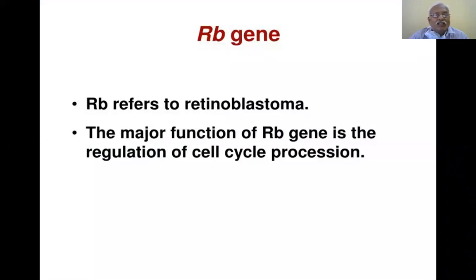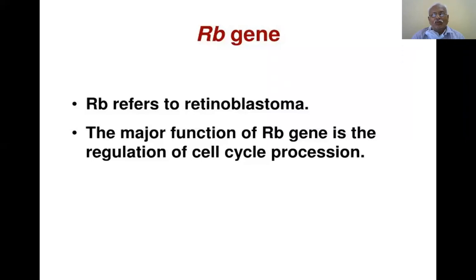RB gene, the retinoblastoma gene, refers to retinoblastoma. The major function of the RB gene is the regulation of cell cycle progression. You know pretty well about the cell cycle finally ending up in apoptosis. If the cell cycle does not end up in apoptosis, then the cells will go on living forever, isn't it? That's not needed. All the people that are born on this earth should die one day or other.